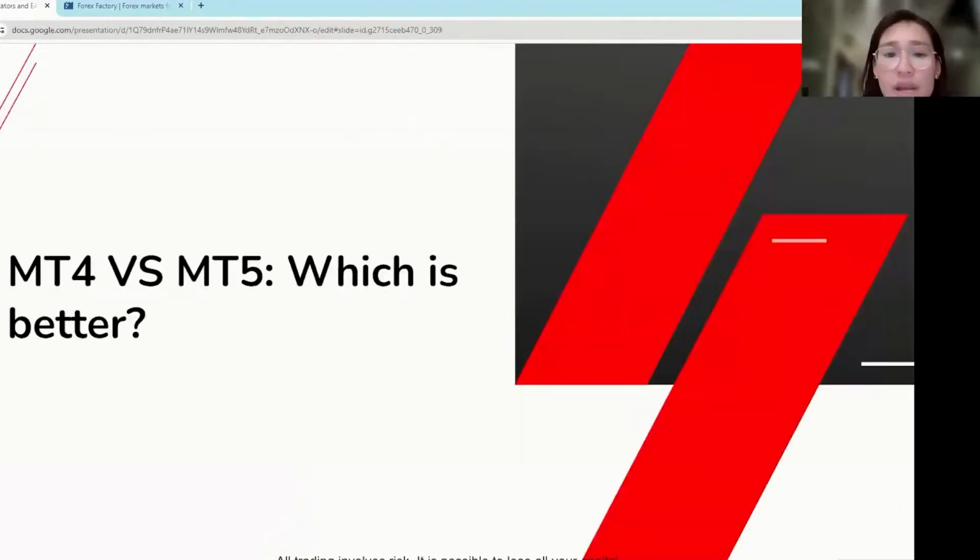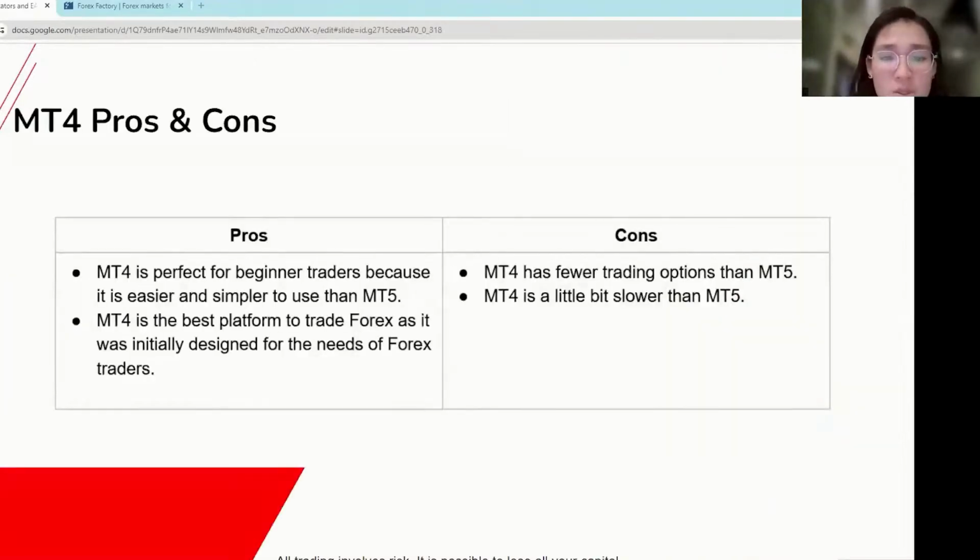Okay. So MT4 versus MT5, which is a better pick? So some pros and cons of MT4. Pros, MT4 is perfect for beginner traders because it's easier and simpler to use than MT5. And MT4 is the best platform to trade Forex as it was initially designed for the needs of Forex traders. Some cons is that it has fewer trading options than MT5 and it's a little bit slower than MT5.